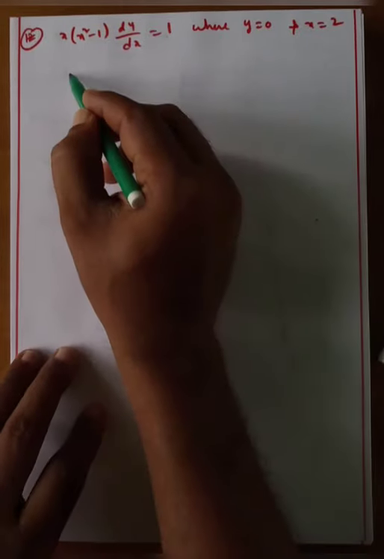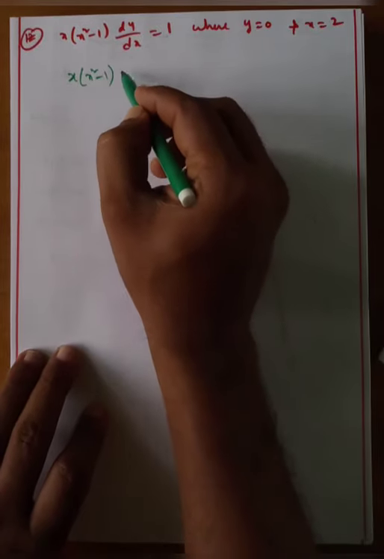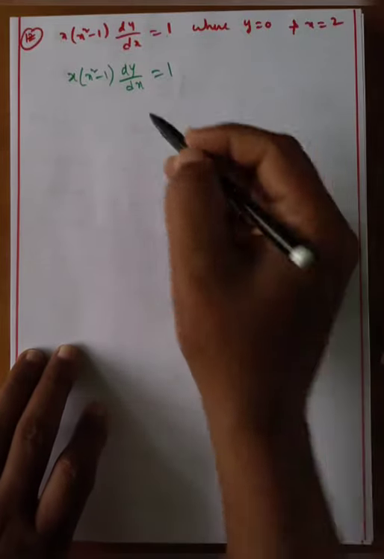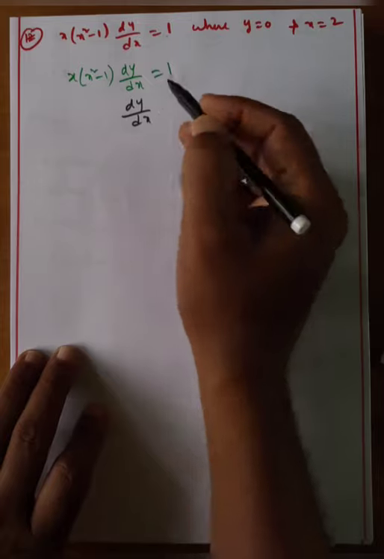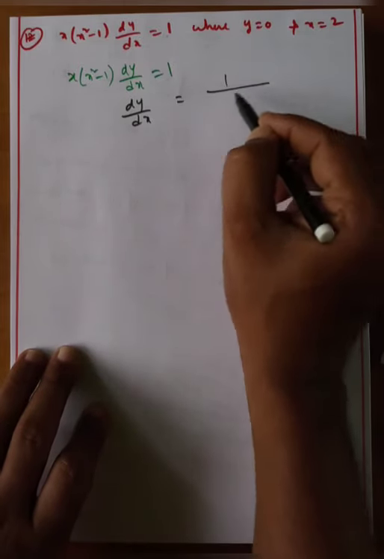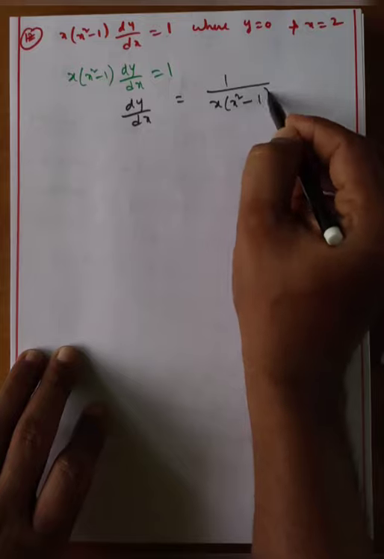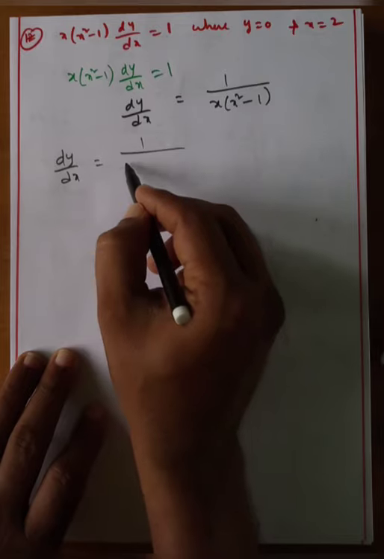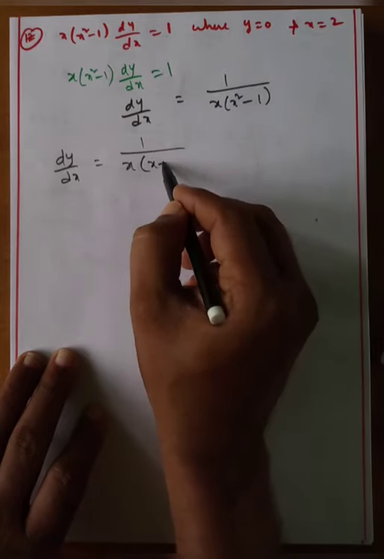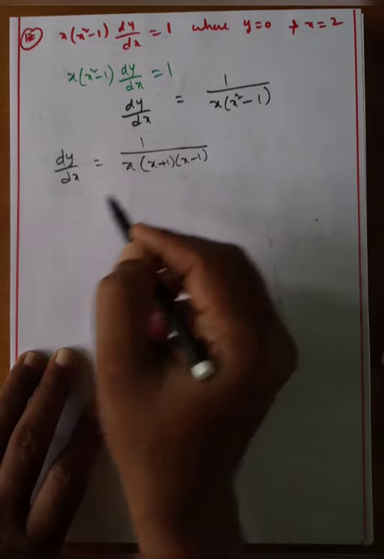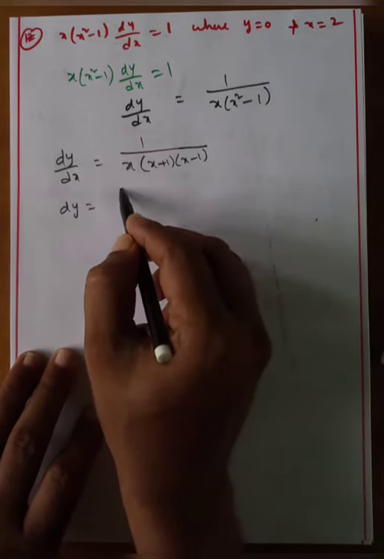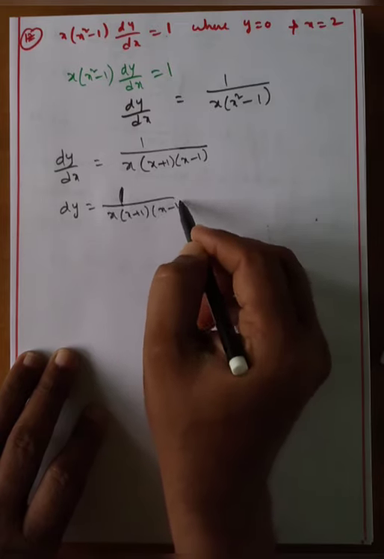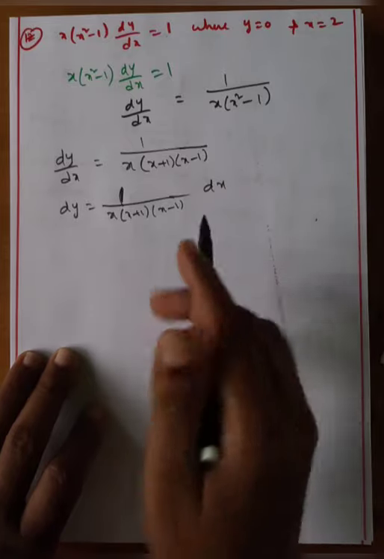This is the problem: x into (x square minus 1) into dy by dx is equal to 1. Now here dy by dx is equal to 1 by x into (x square minus 1), which means 1 by x into (x plus 1) into (x minus 1). Here dy is equal to the integral of 1 by x into (x plus 1) into (x minus 1) dx. This is equation number 1.